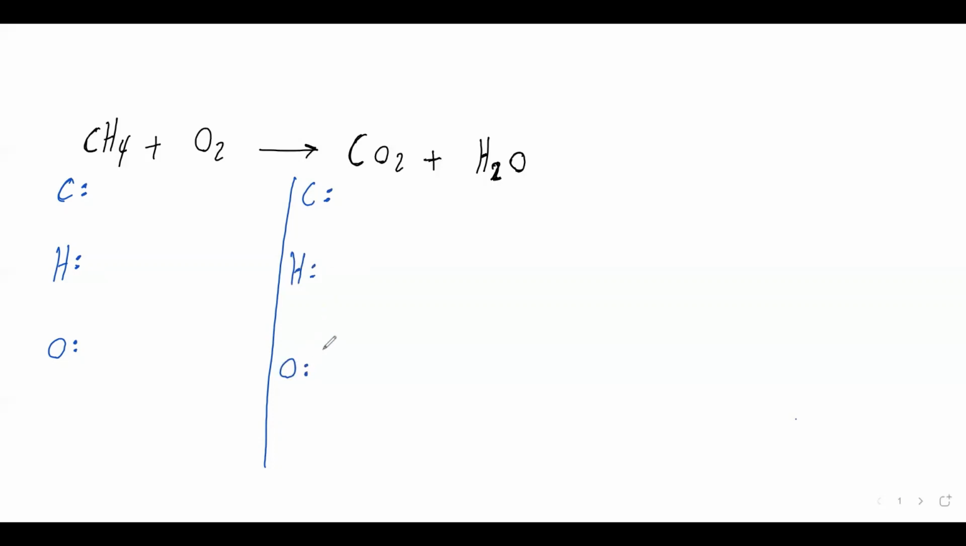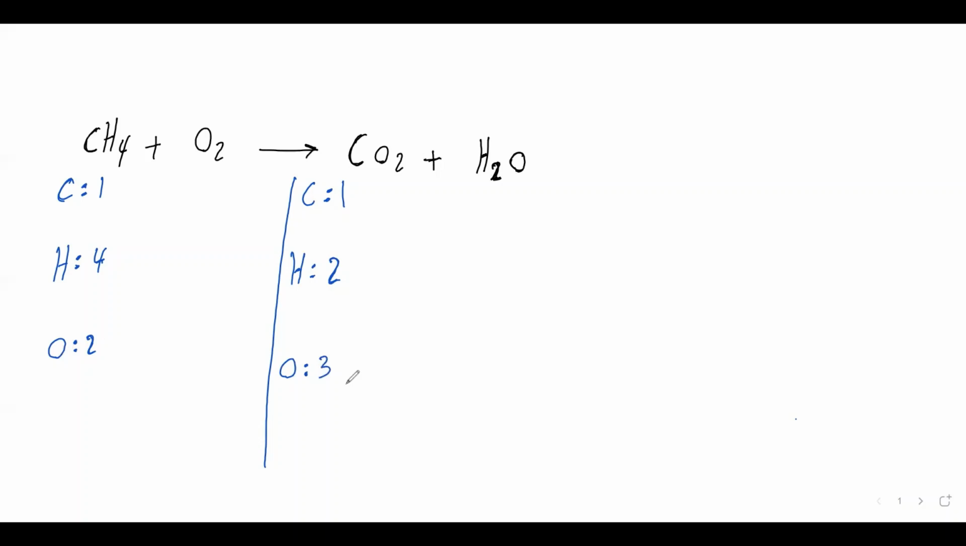Okay, we want to make sure we have the same amount of atoms for each element on both sides, right? So on the left side, how many carbons do I have? I only have one carbon atom on the left side, so I write 1. How many hydrogen do we have? We have 4 hydrogens, so I write 4. And then for oxygen, I have 2 atoms of oxygen, so I write 2 over here. On the right side, product side, we have 1 carbon, we have 2 hydrogen, and how many oxygen do we have? We have 2 atoms plus 1, 3 atoms of oxygen on the right side.